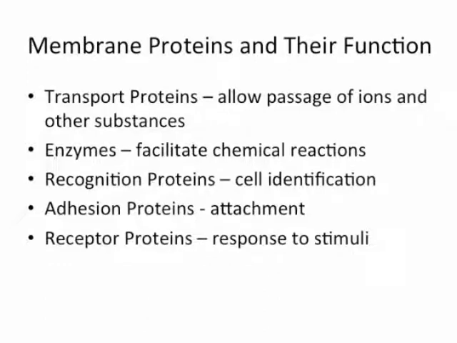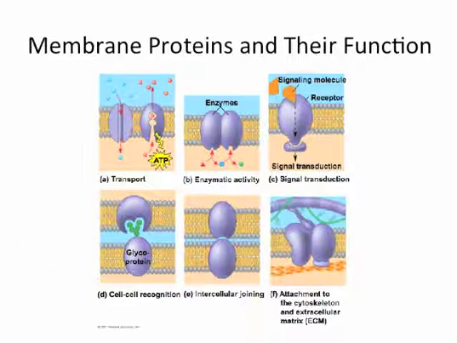So here's just some pictures of those different kinds of proteins. So cellular transport, again, we'll go into this in more detail in the next chapter. Enzymatic activity, we'll go into more detail on that when we get to photosynthesis and respiration. Signal transduction, that will be something we'll talk more about at the end of Chapter 3. Cell recognition, that was what I just talked about with your immune response.